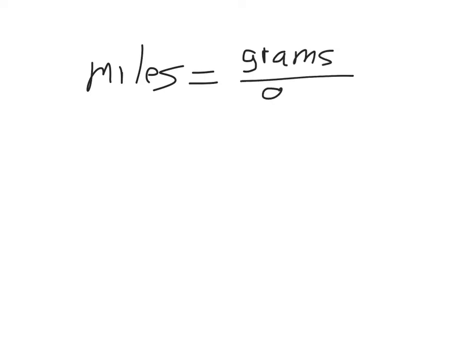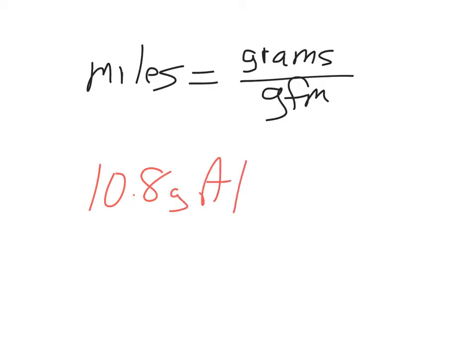Formula for moles. What is the formula you just wrote? Yep, your grams over your gram formula mass, which is the same as your molar mass, right? So, have some space. 10.8 grams of aluminum. Okay, since I'm looking for moles, what do I have to do?